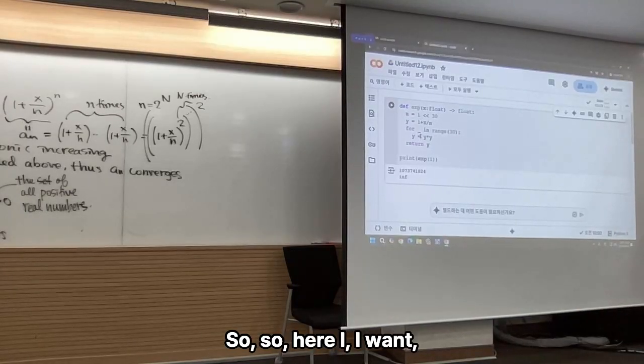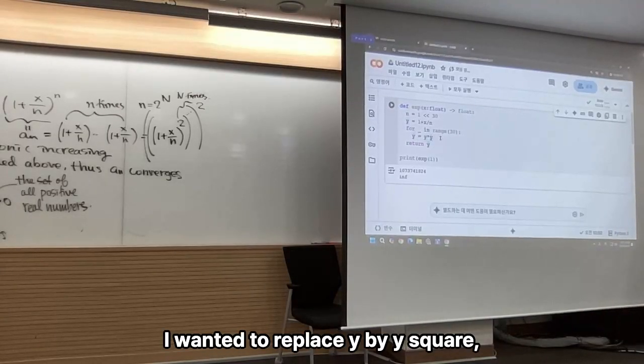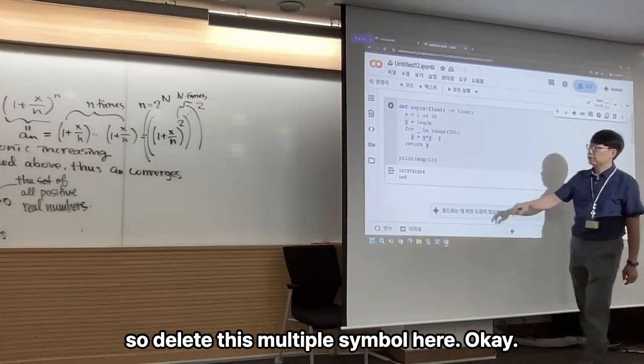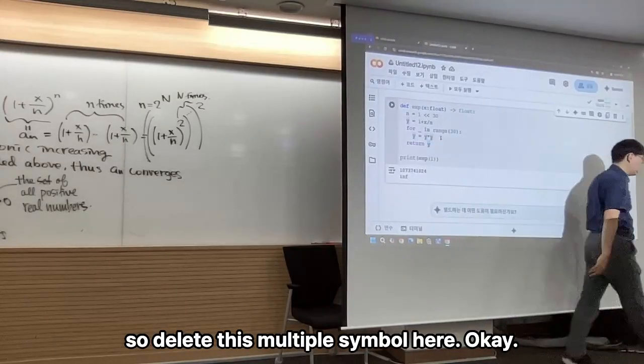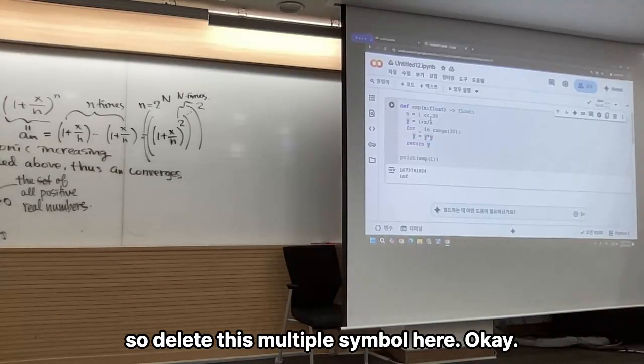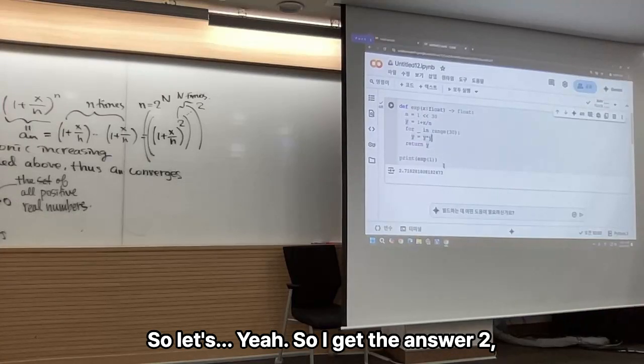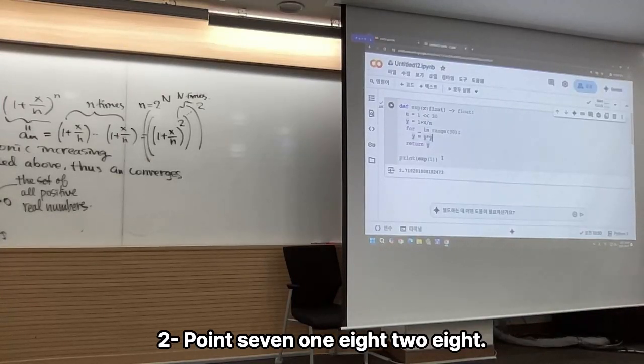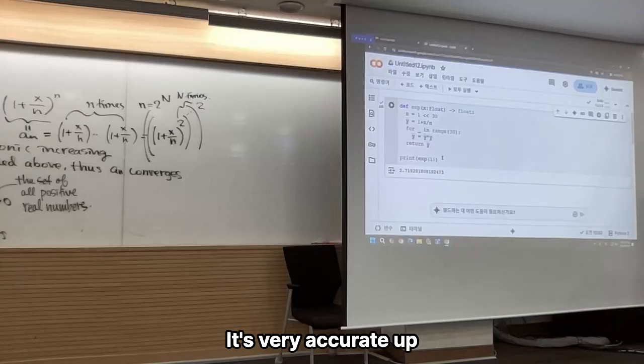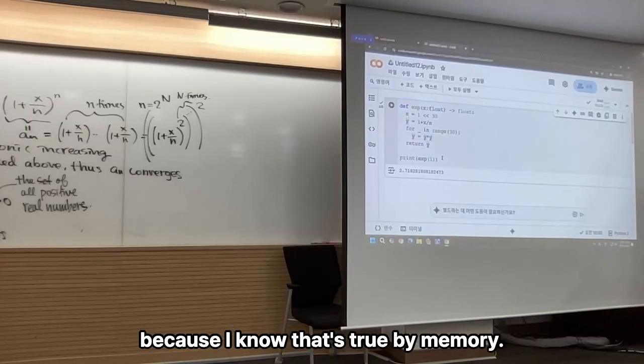Here, I wanted to replace y by y squared, so delete this multiplication symbol here. Okay, so I get the answer 2.71828. It's very accurate up to 5 decimal places, because I know that's true by memory.